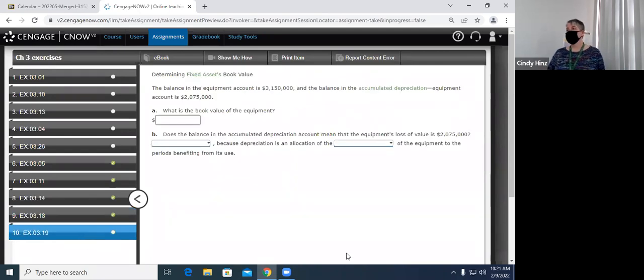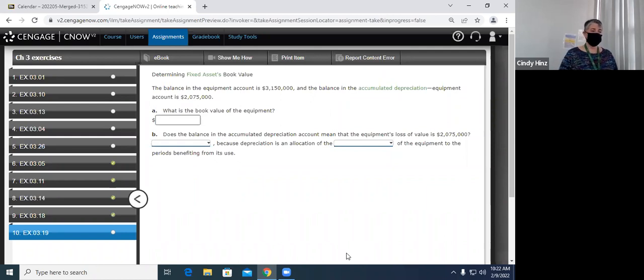And so we've already talked about this concept. I just talked about it in the last exercise. The balance in the equipment account is $3,150,000. That represents the historical cost. That is the amount we paid for all of our equipment when we acquired it, which may have just been one purchase. It may have been 20 purchases spread out over 15 years. I have no idea. The equipment account shows the original or historical cost.